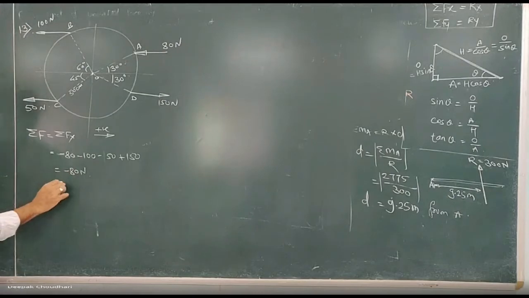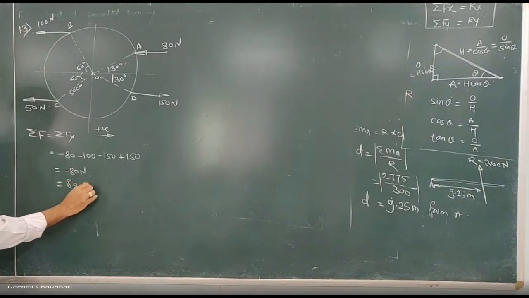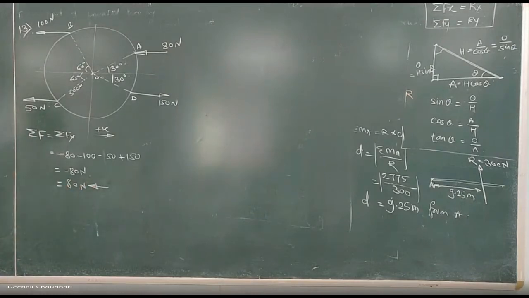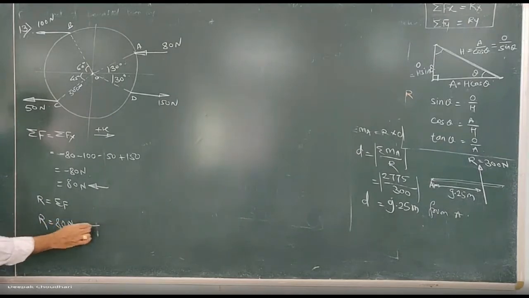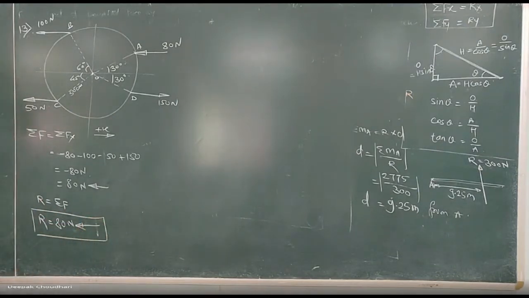This minus sign indicates that the summation of all the forces together is towards left. But whenever you are showing the correct direction, the magnitude should always be positive. Clear? Then in a parallel force system, R equals summation of F, means the magnitude of the resultant is 80 Newton acting towards left. We got the magnitude and direction of the resultant. Any doubt? No, sir.